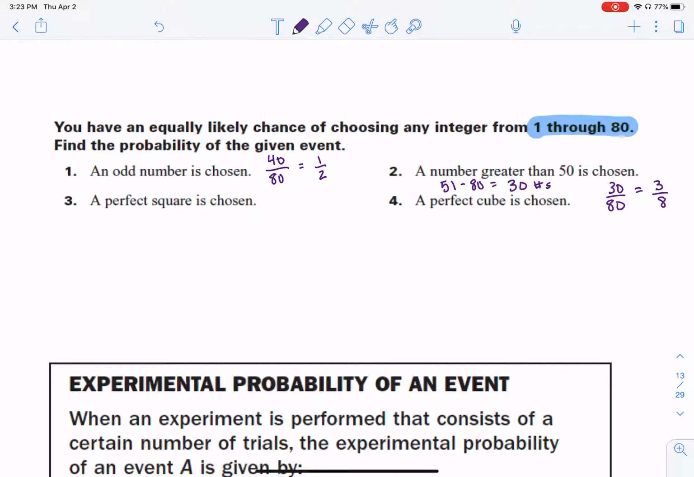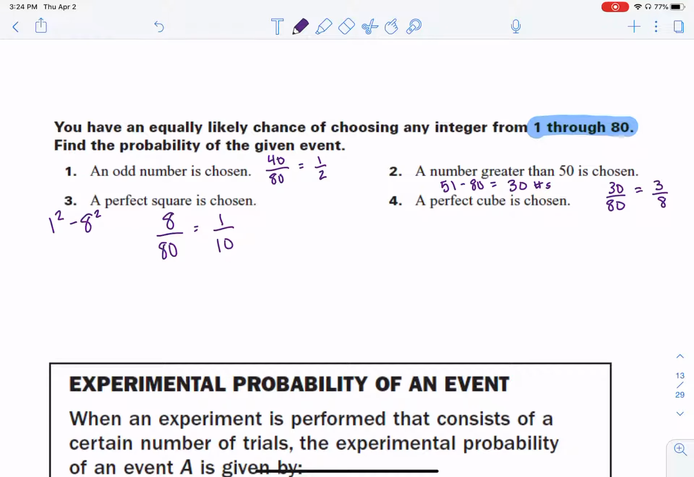Okay, a perfect square is chosen. So how many perfect squares could we have here? Well, 1 squared is 1, 2 squared is 4, and if we continue that, 9 squared is 81. So we could only go up to 8 squared, otherwise it wouldn't be the numbers 1 through 80. So there are 8 numbers we could choose from that are perfect squares out of 80, which simplifies to 1/10.